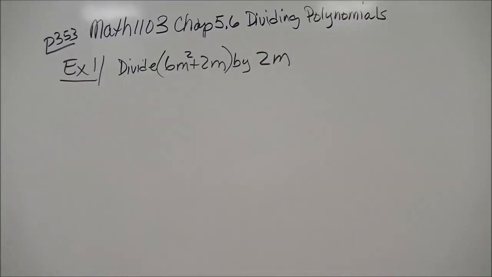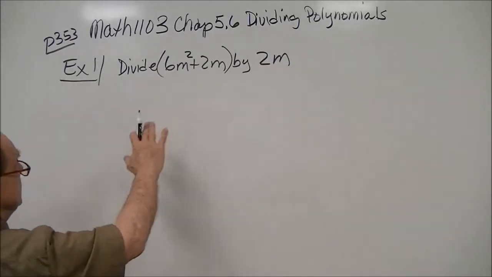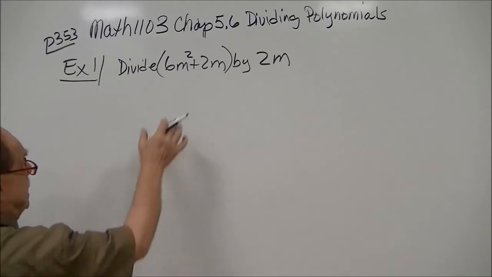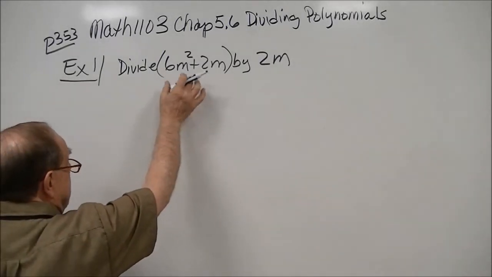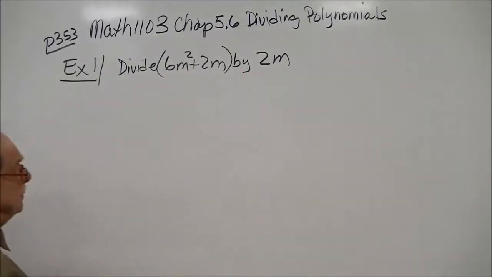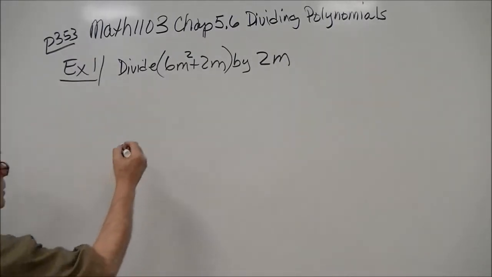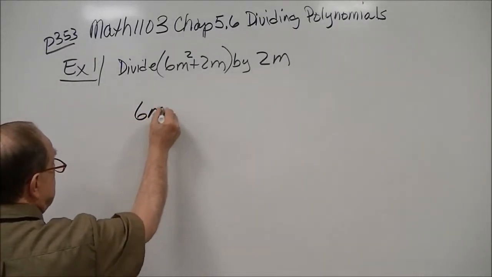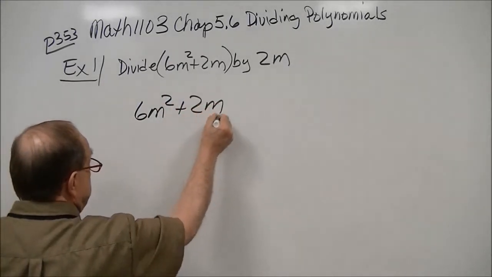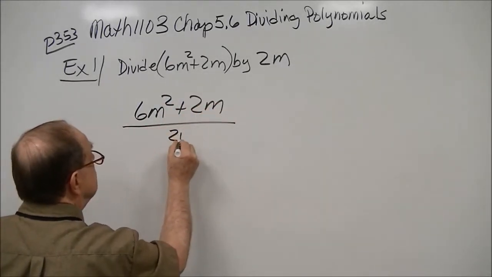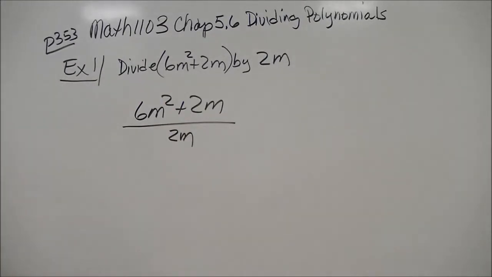As we go into our last section, section 6, we're going to be dividing polynomials. So the statement for example 1 is this, and I put the parentheses in to indicate that both of these need to be divided by that. And a way to write it would be 6m squared plus 2m all over 2m is equivalent to what we have there.